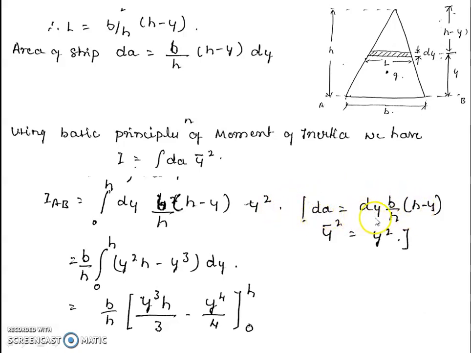See, dA is this L multiplied by dy, that is the width of the strip. Then y bar is nothing but y from the figure. This is the y bar, so it is written as y.